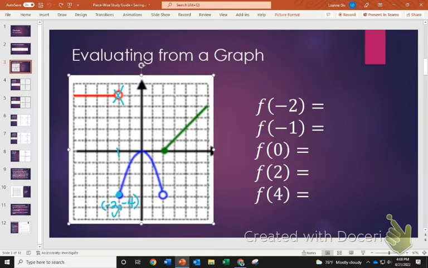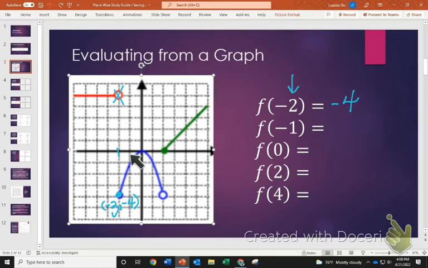So again, I already know my x value, because that's what they gave me over here. The question is, what is my output? If my input is -2, my output would be -4. And that's how you solve this for all of these problems.